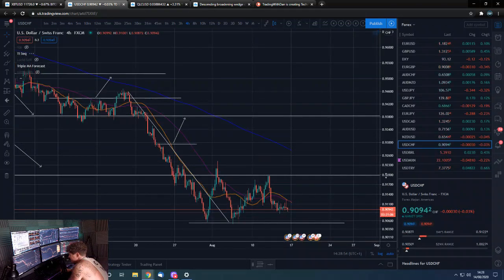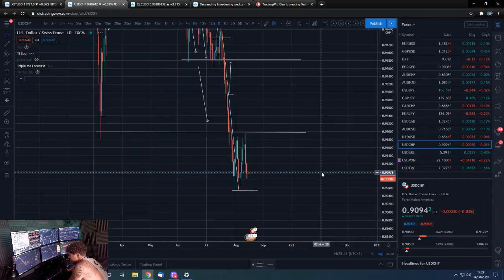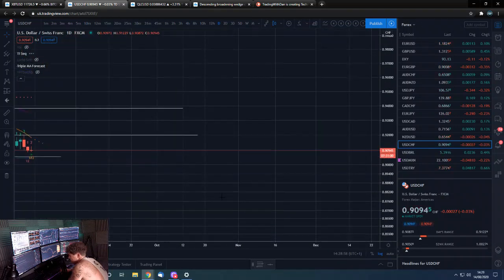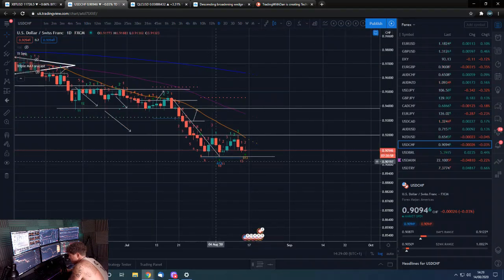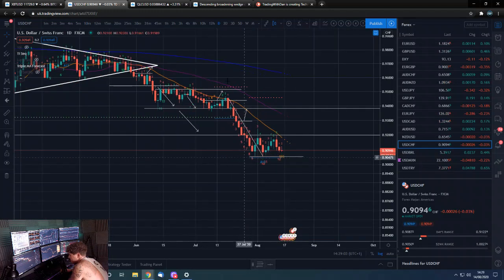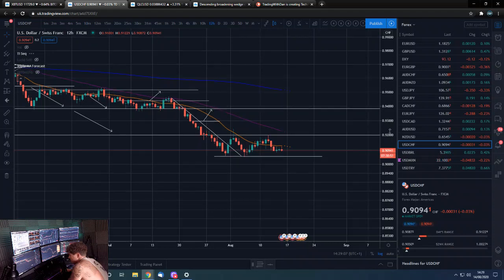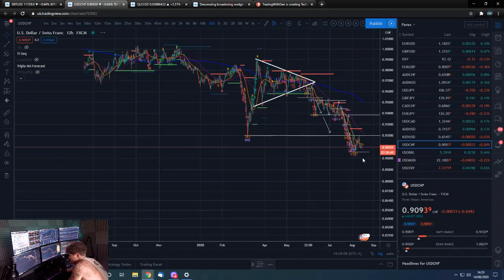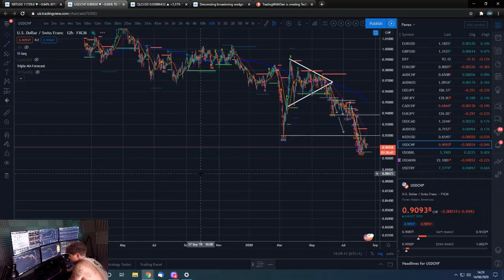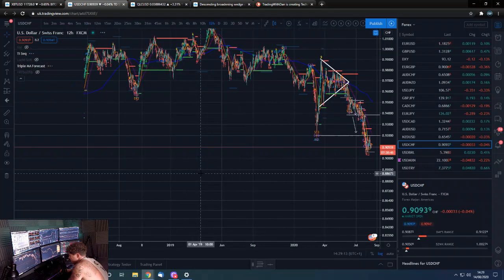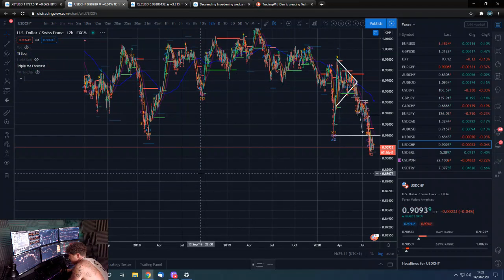US dollar, Swiss franc, trading in a range on the daily. Trading in this sort of area here, where 1, 2, the third bounce, 3 strikes and you're out. And where is out? Where is it? Wow, there's nothing. We've got nothing, guys. We've got nothing.